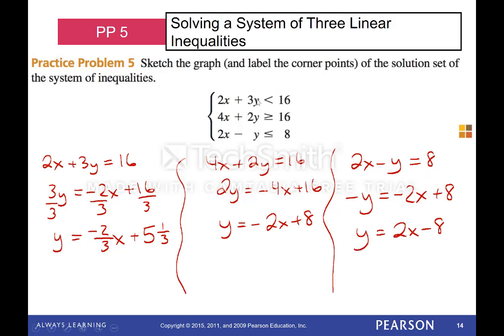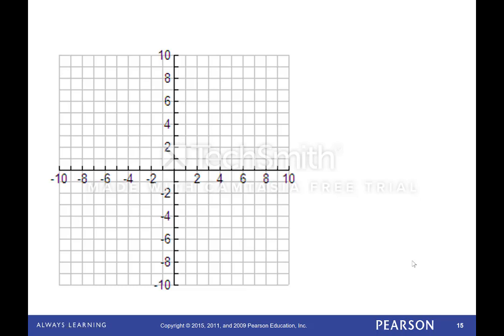So it looks like the first one here is going to be a dashed line, solid line for the second one, and solid line for the third one. Okay, I'm ready, set then. My little graph.